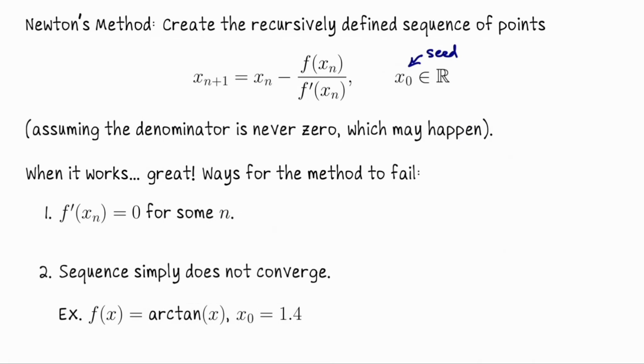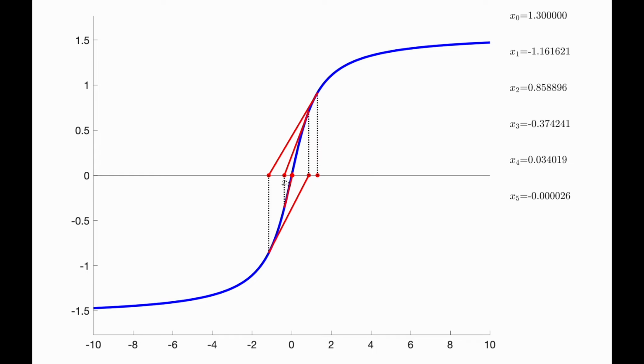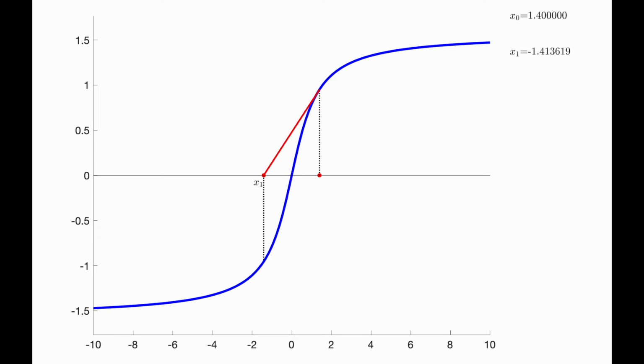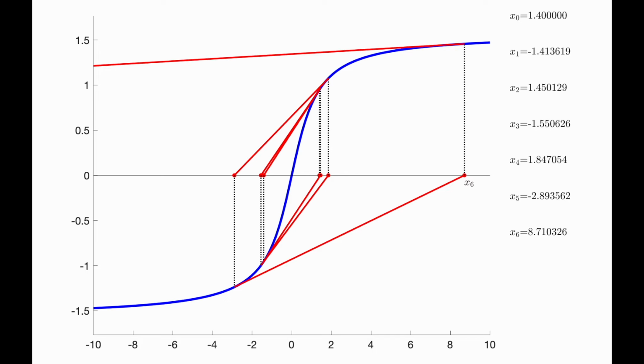The other scenario I put up here is that sometimes the sequence simply doesn't converge. So let me give you two demonstrations with the arctan function. The first one will converge at the origin, and the second one with a starting seed of 1.4 does not converge. You'll notice we just start spiraling out forever, and if you imagine that it continues, we're never going to converge at the origin.